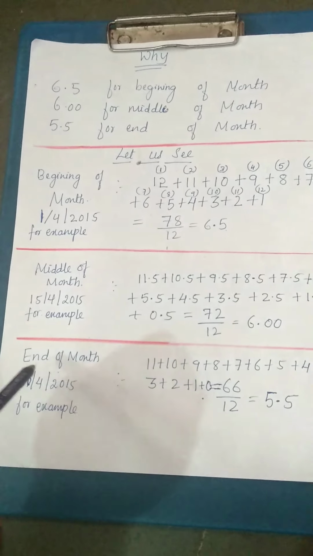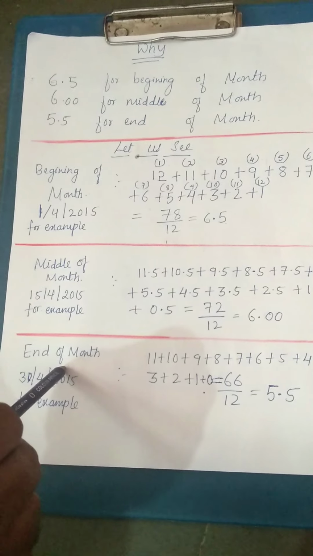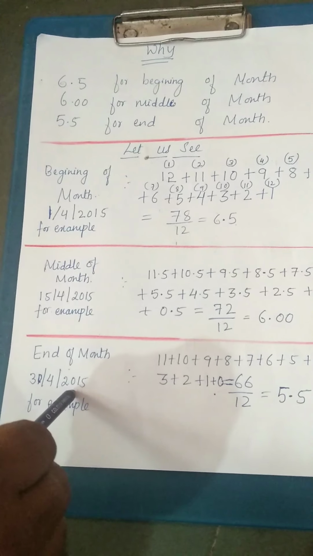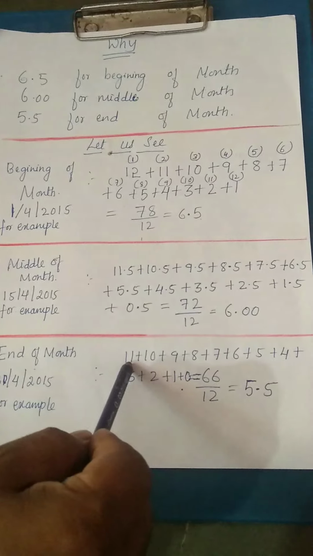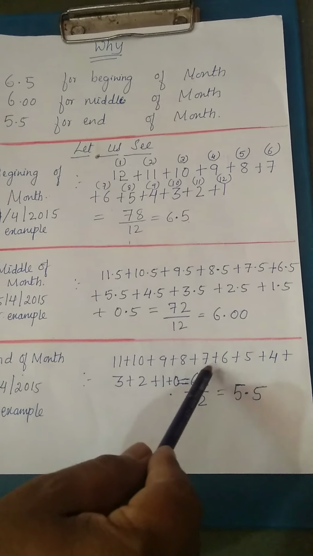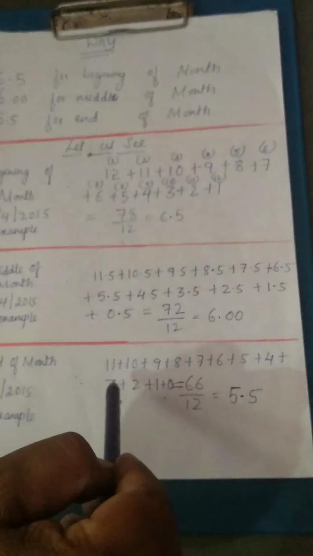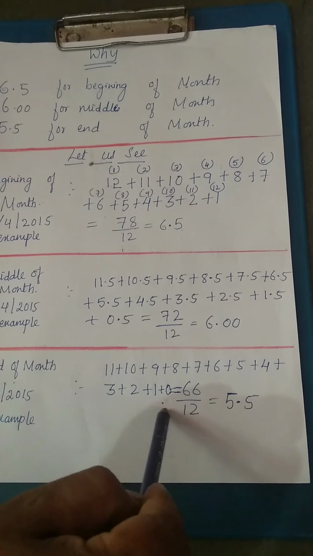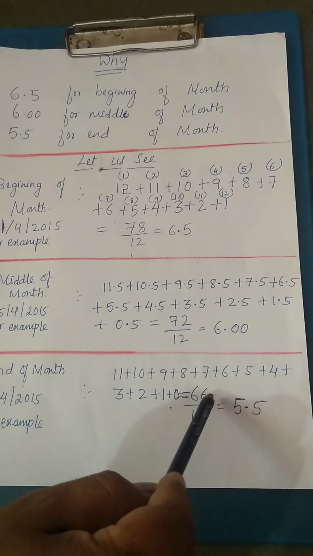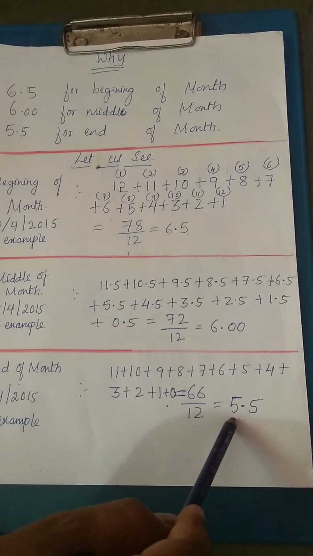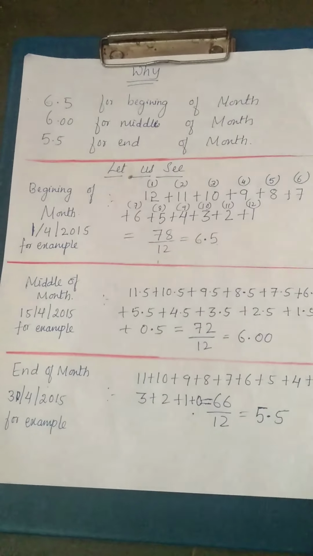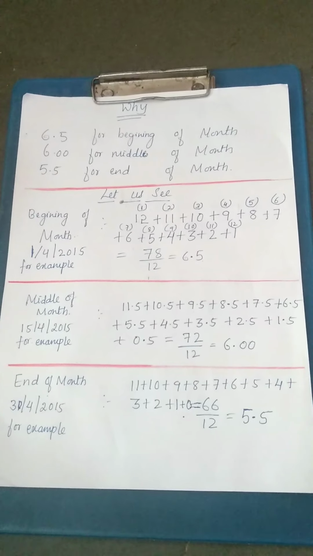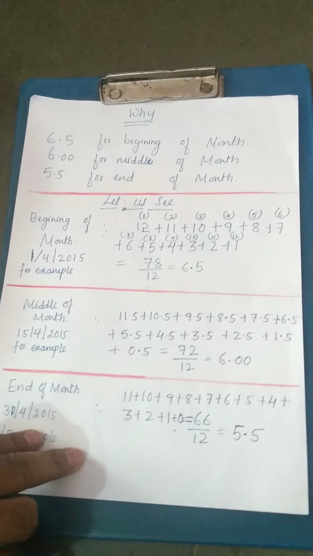End of the month, if a partner is withdrawing at the end of the month during a year, for example 30/4/2015, the first month will be 11, 10, 9, 8, 7, 6, 5, 4, 3, 2, 1 and 0. The last month will be 0. So the total will be 66 divided by 12, equivalent to 5.5. So that is why we consider 6.5 for the beginning of the month, 6 for the middle of the month and 5.5 at the end of the month.